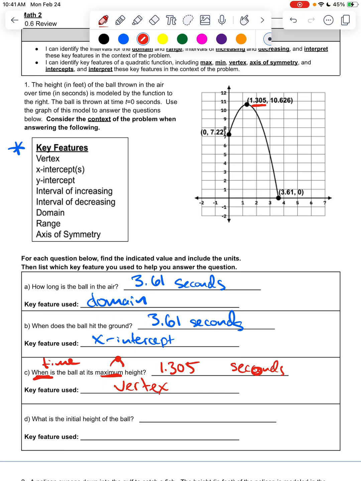And what's the initial height of the ball? That's talking about right here. Initial height is our y-intercept. Initial always means at the beginning, time 0. So our initial height is 7.22 feet. Make sure you're paying attention to the units.